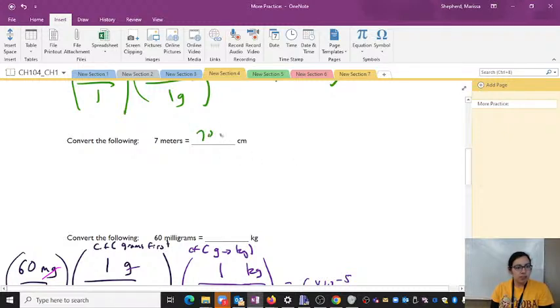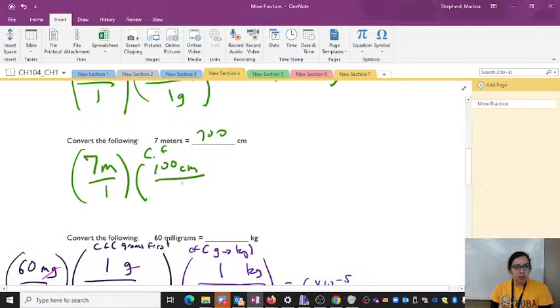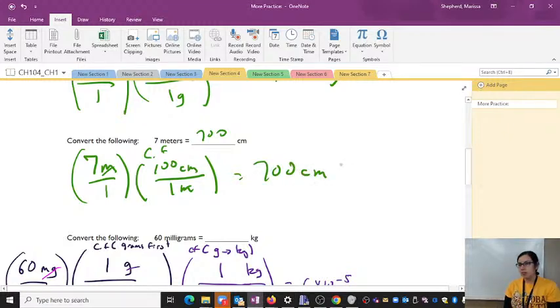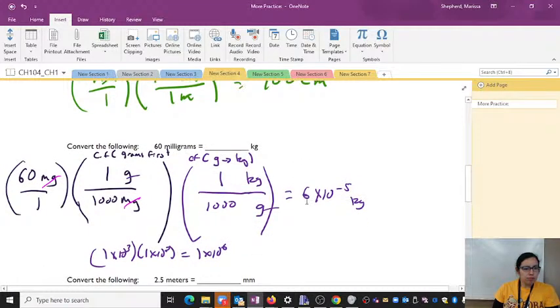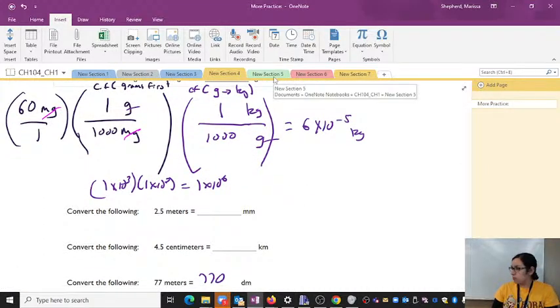So here is 700. Again, we can do the same thing. Just setting what we start with, picking the right conversion factor. There are 100 centimeters in 1 meter. Now those units cancel out to give us 700 centimeters. So let's move on for now.